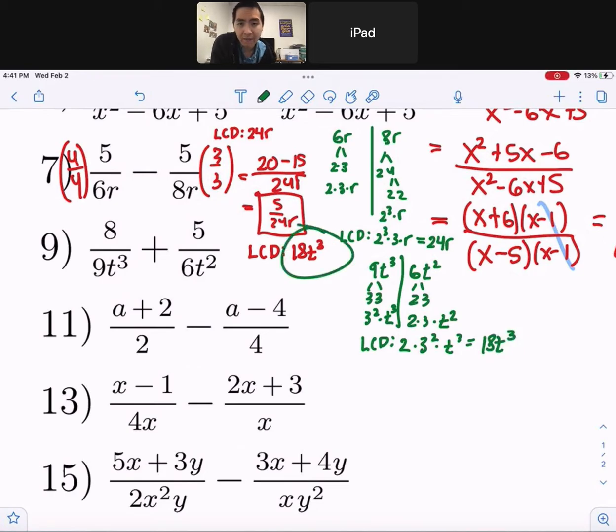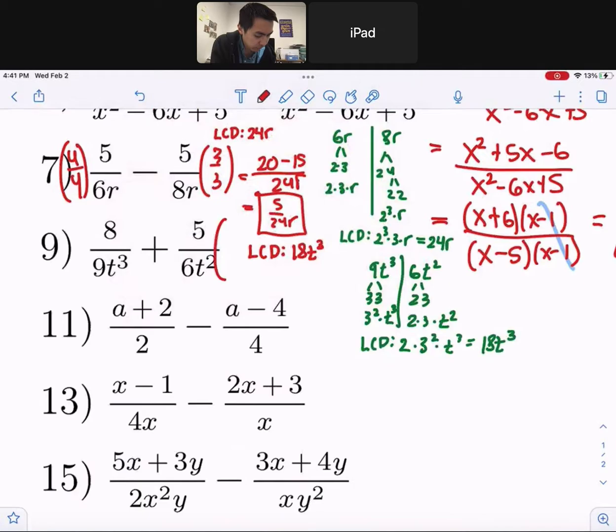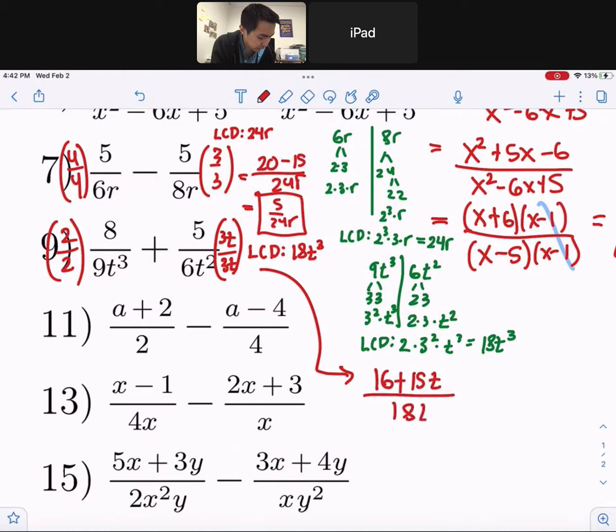So again, you have to get both denominators to be that LCD. So for this one, multiply top and bottom by 3t. And for this one, in order for this to match up with this, you only need to multiply that one by 2. So we are going to get 16 plus 15t all over 18t to the third.